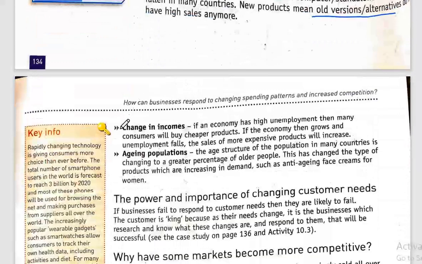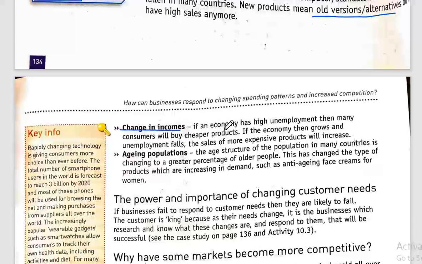And number three, change in income. If an economy has high unemployment, then many consumers will buy cheaper products. If the economy then grows and unemployment falls, the sales of more expensive products will increase. So over here, if the customer is employed and he is getting an income, then he's going to be able to buy expensive products. If there's no employment, then there's no income, then he's going to buy cheaper products, simply.